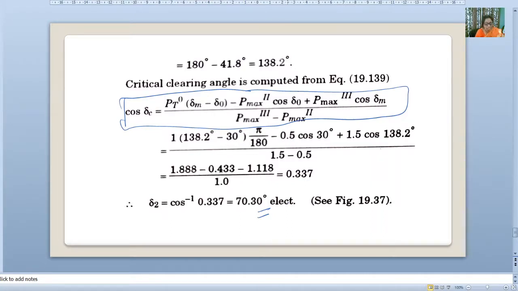So in the earlier lecture we solved 3 problems, and in this lecture also we have solved 3 problems. More problems you can practice.